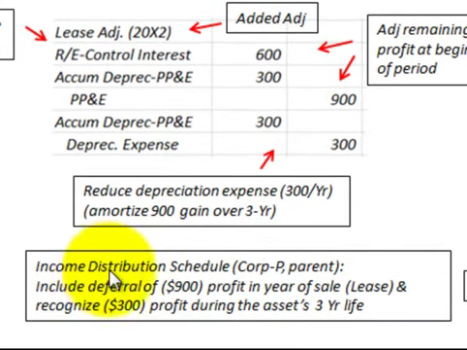And then a note here on this income distribution schedule here, and that would be for the parent corporation. Now they'd have to include the deferral here of this $900 profit in the year of the sale here of the lease, and they'd recognize $300 profit during the asset's 3-year life here, or amortizing this $900 profit here over 3 years here for $300 profit recognized each of the next 3 years.